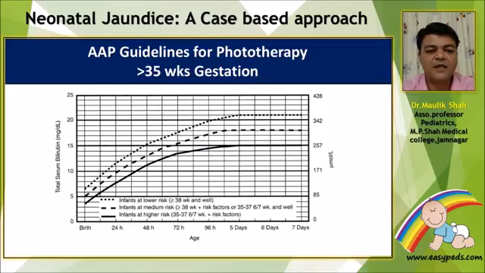The second dashed line is for the infants at medium risk, more than 38 weekers with risk factors, or 35 to 37 weeker late preterm babies who are well and not having risk factors. The uppermost line is for the infants at lower risk. Those are more than 38 weeks or term gestated babies.